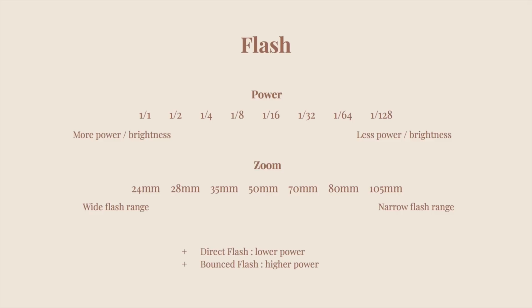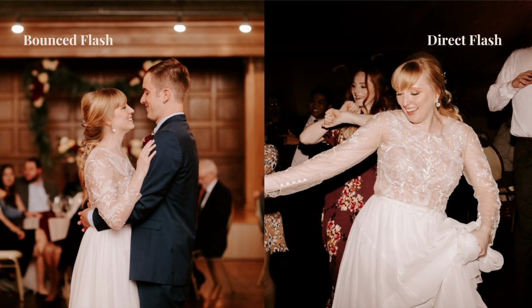And if we're using a bounced flash, we are angling our flash so that it can bounce off of a ceiling or a wall or a card. So we need a higher power because the flash has to reflect off of something else and then fall on our subject. So here's an example of bounced flash versus direct flash.